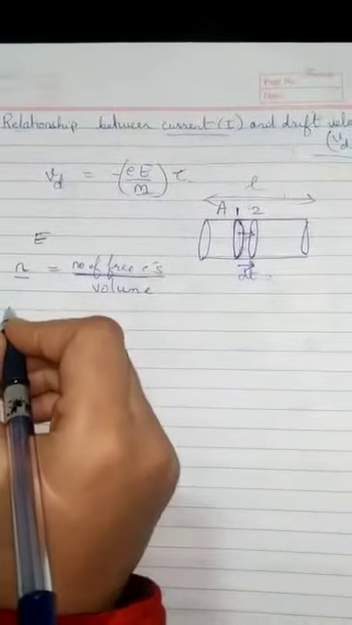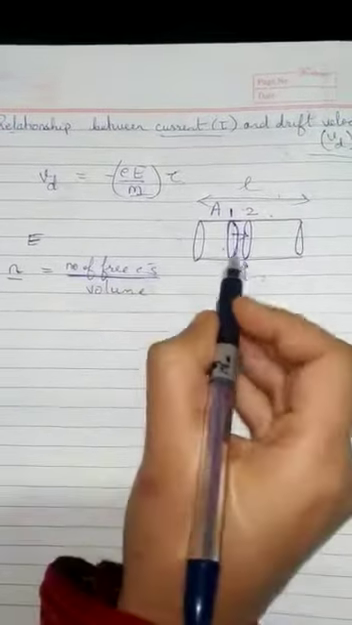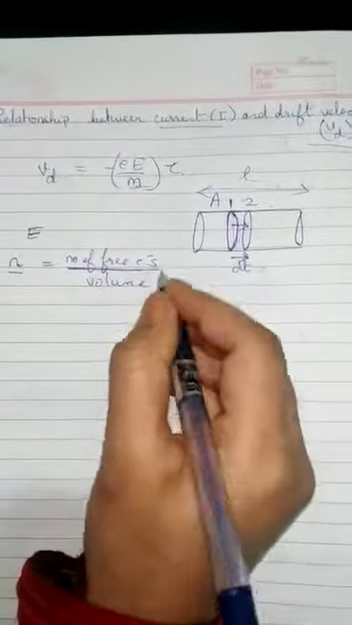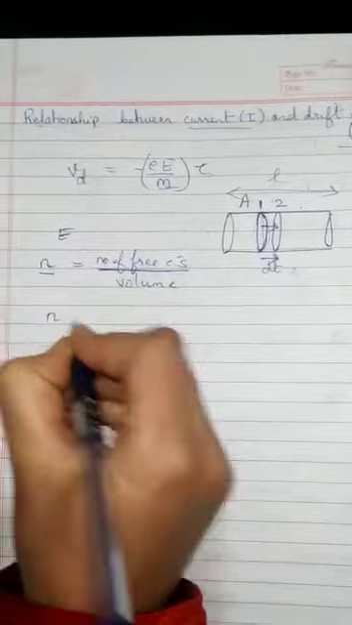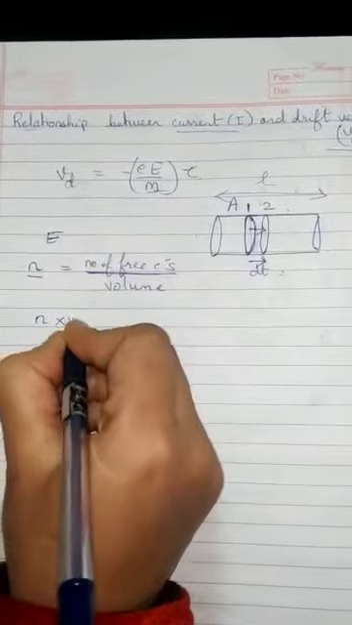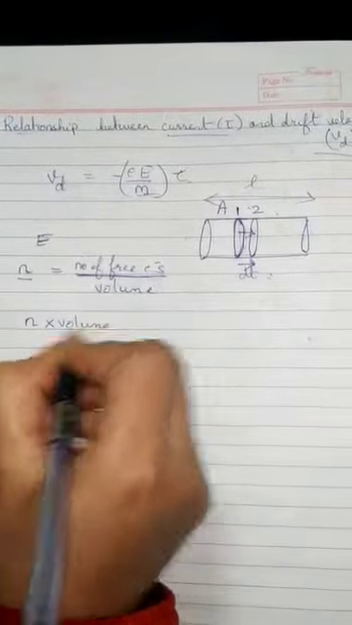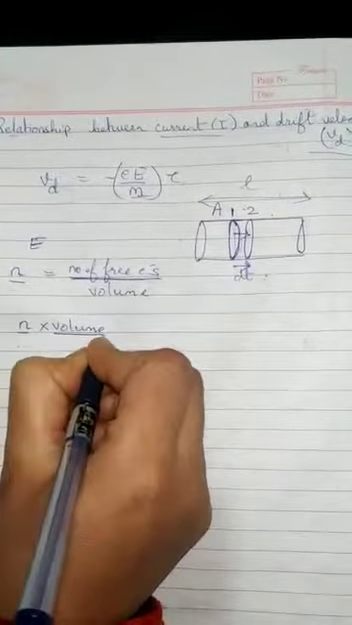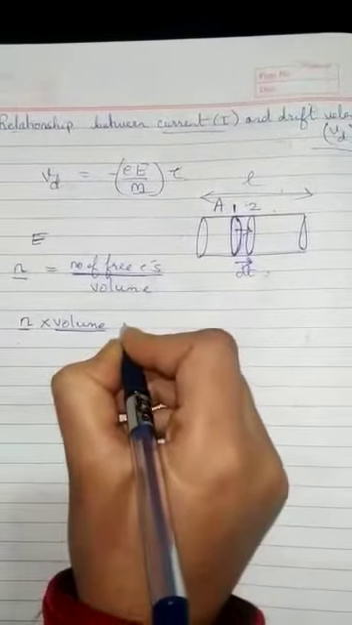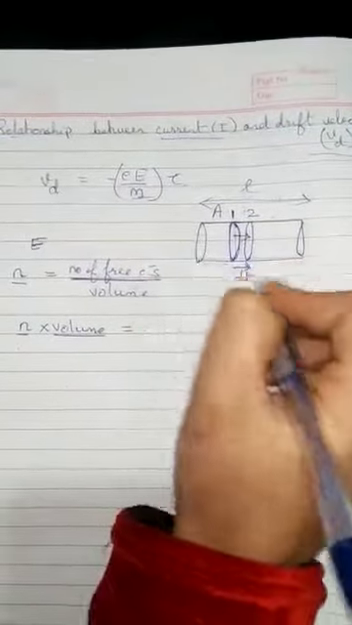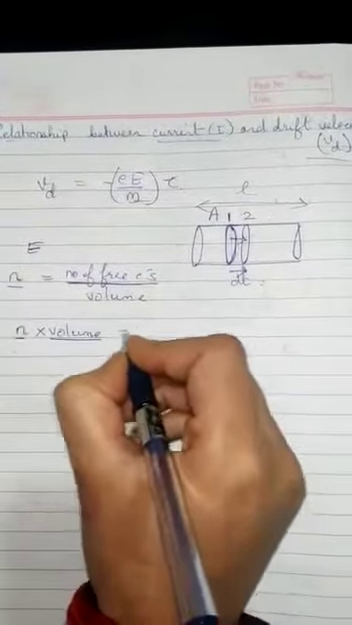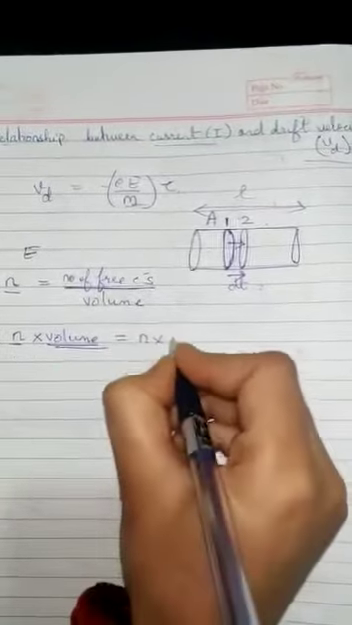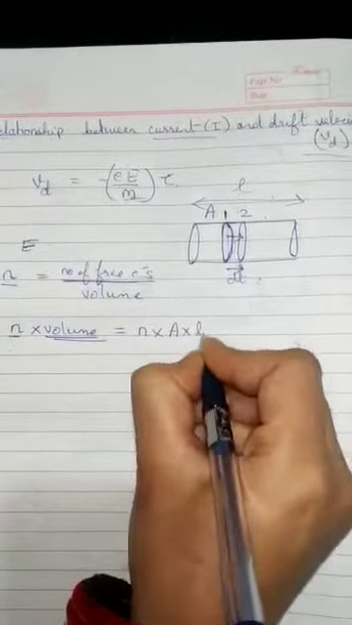To find the number of electrons passing the cross section 1 in time dt, it is given by electron density multiplied by the volume. Because it is number of electrons per volume, if you multiply this by the volume, you will get the total number of electrons. Now what is our volume? Since it is a cylinder, the volume will be equal to area multiplied by the length.